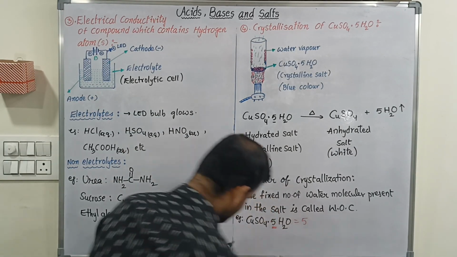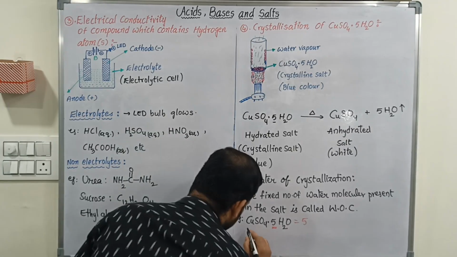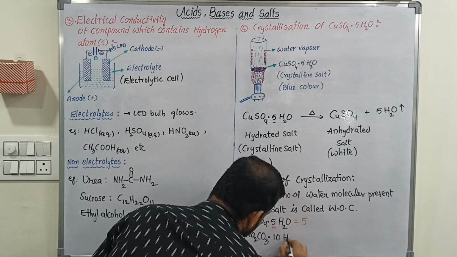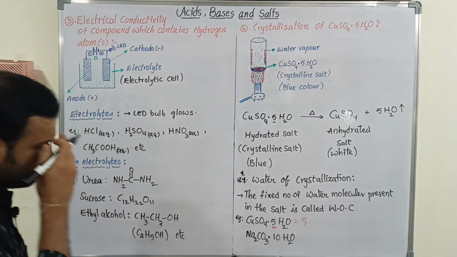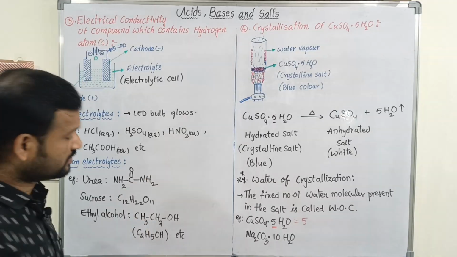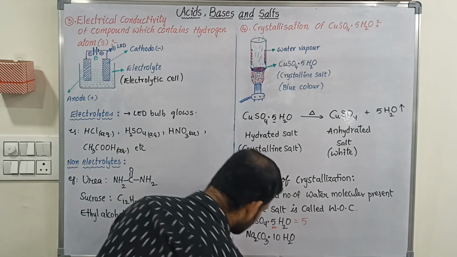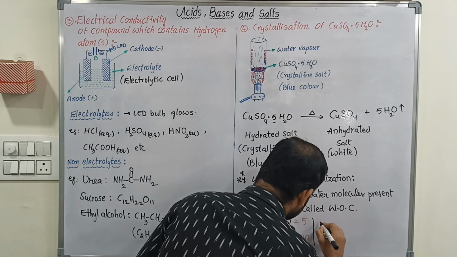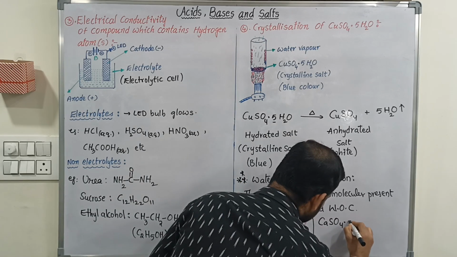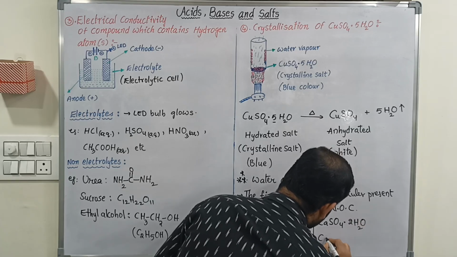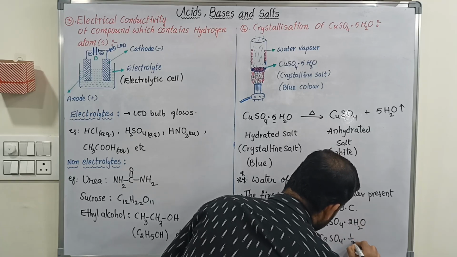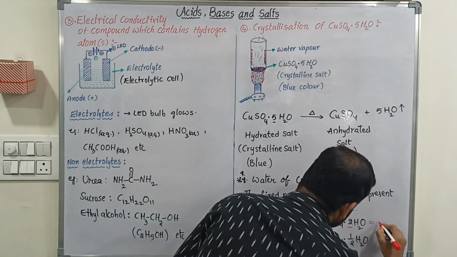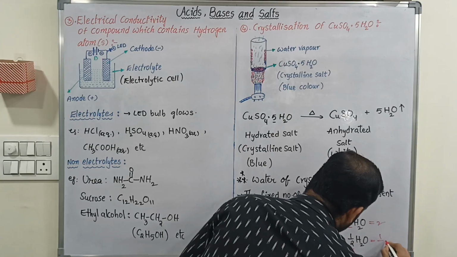That is 5. Next, washing soda, that is Na2CO3 dot 10 moles of water molecules. Decahydrated sodium carbonate is called washing soda. Here the water of crystallization is 10. Like that, gypsum is CaSO4, calcium sulfate, dot 2H2O. Next, plaster of Paris is CaSO4 dot half mole of H2O. The water of crystallization of gypsum is 2, and of POP, plaster of Paris, is a half.